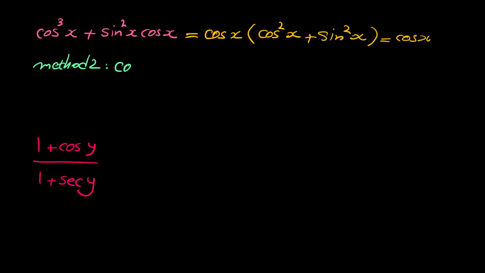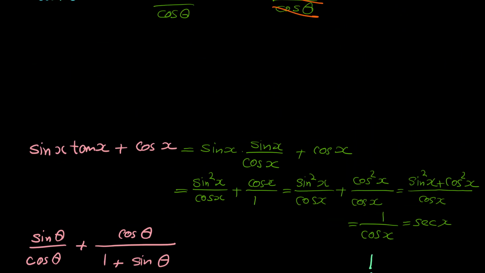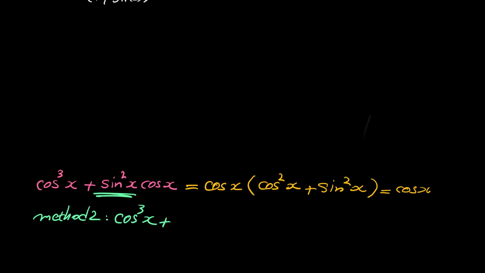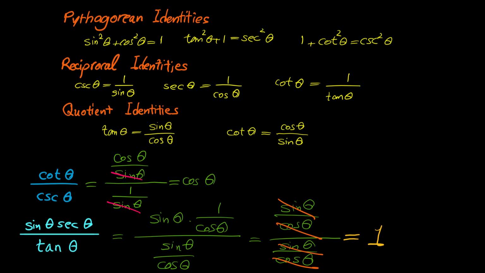Here, my method is this. I'm thinking, okay, let's leave cosine to the 3 here. I notice that I have sine to the 2 here. Sine to the 2 reminds me, yes, of Pythagorean identities. But which one? Of course, this one, which has cosine to the 2, or sine to the 2. What was here? Sine to the 2. But maybe you think, but we have no cosine to the 2, and then the sum is 1. Please pay attention.